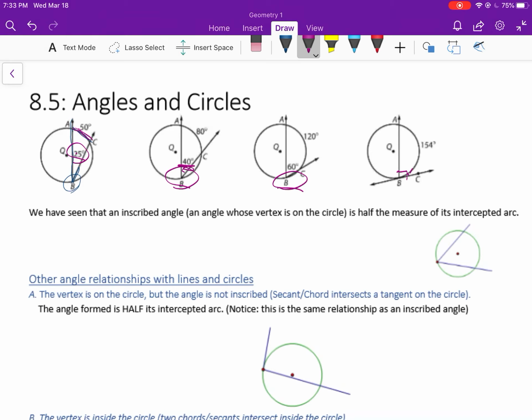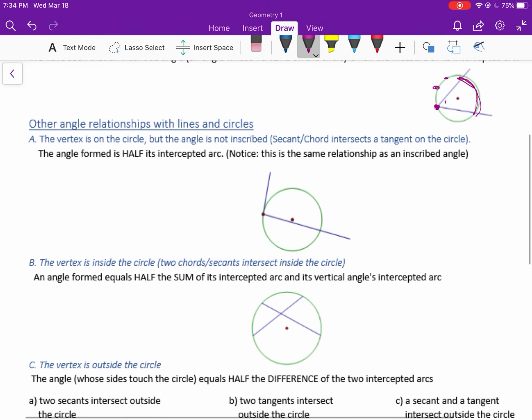It's still going to hold true even if you have a chord with a tangent line. It's going to be half. This is not a 90-degree angle. It would only be 90 degrees if this was a radius that went to that tangent line. So our first relationship: if the angle is on the circle, the vertex lies on it, the angle formed, so angle 1, will be half of its intercepted arc.